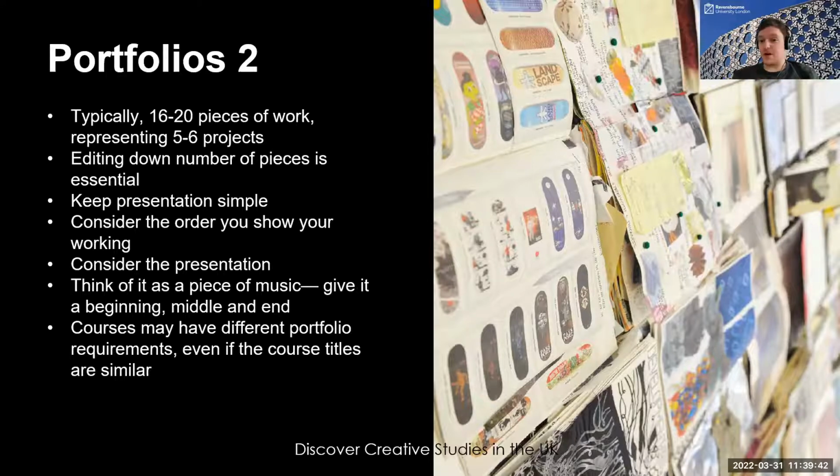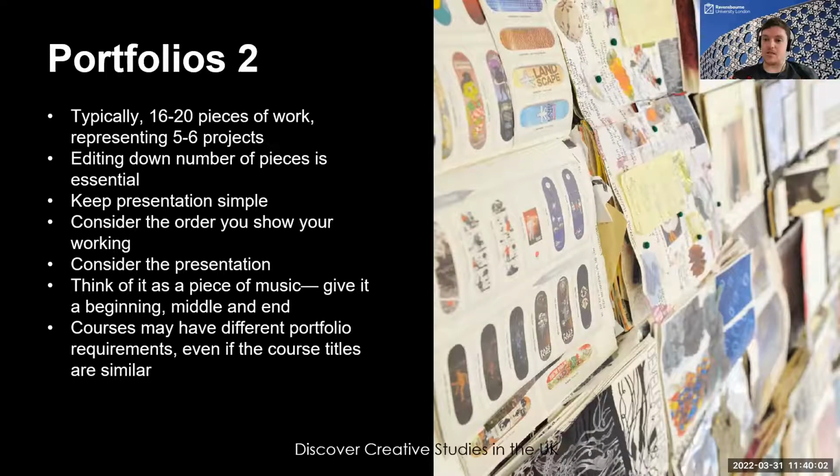And you could also think about your portfolio as a piece of music. So telling a story, giving it a beginning, a middle, and an end is a really good thing to do. So generally, we would look at your projects individually, one by one. So that's a kind of layout example for your portfolio. But there is no right or wrong with a portfolio. There's no absolute correct way of doing it.